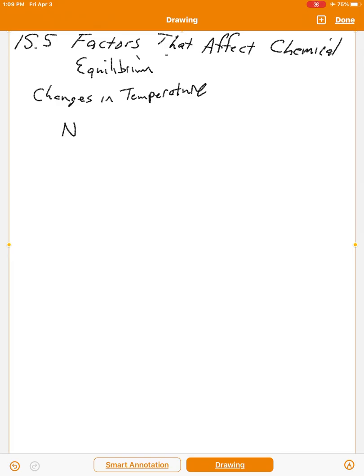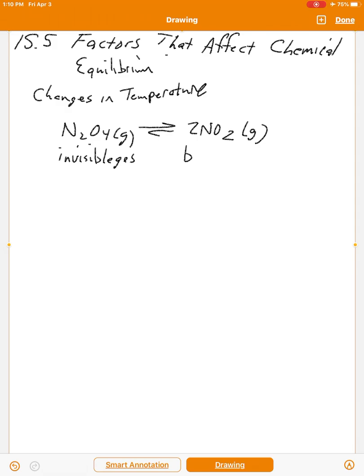And so if we come back to our equation, N2O4 in equilibrium with 2NO2, what's interesting about these two gases is that N2O4 is an invisible gas. You can't see it in a container. The light doesn't interact with it in such a way that it's visible to humans. NO2, however, is a brown gas. So this gives us a method for determining whether we have a lot of NO2 gas in the container or a lot of N2O4. If we have a container and it's very brown, that means there's a lot of NO2. If it's completely clear, that means it's N2O4.